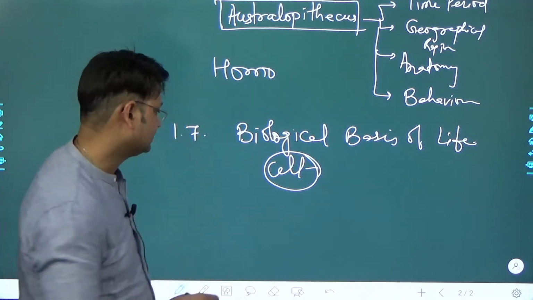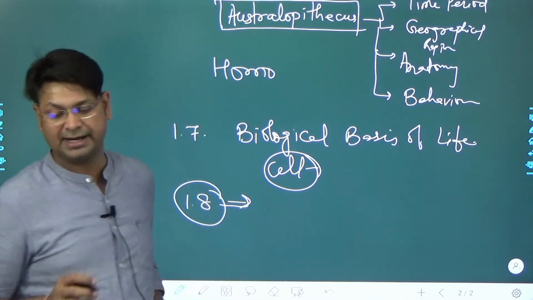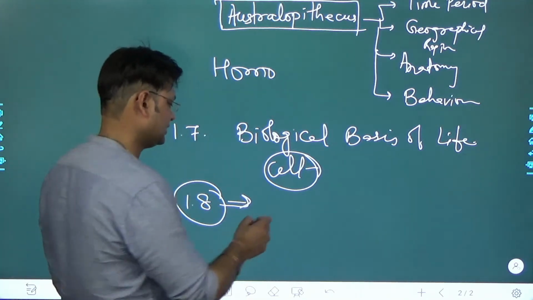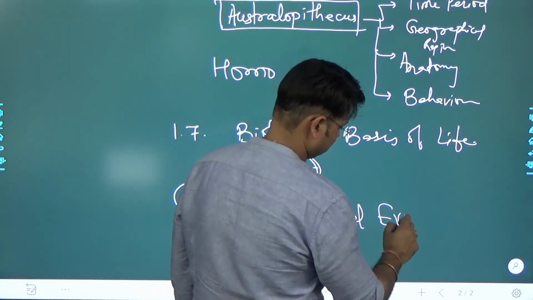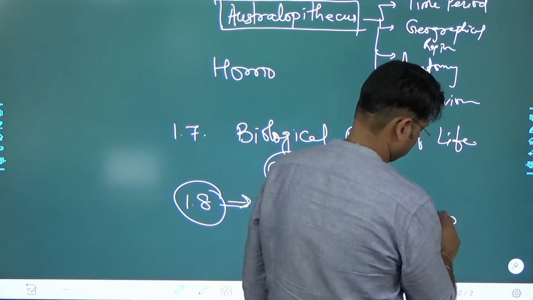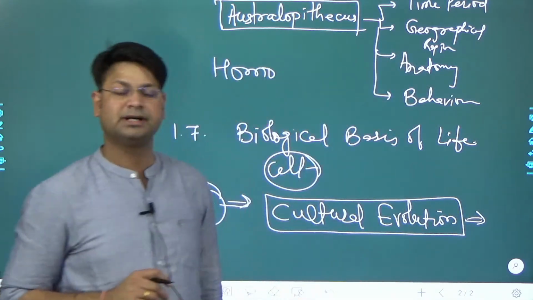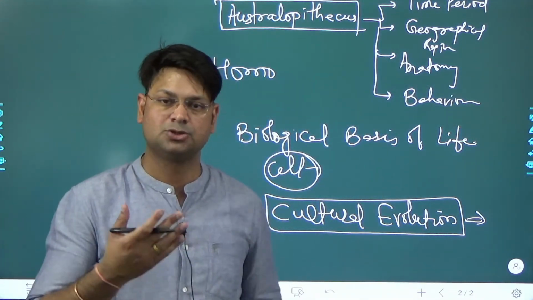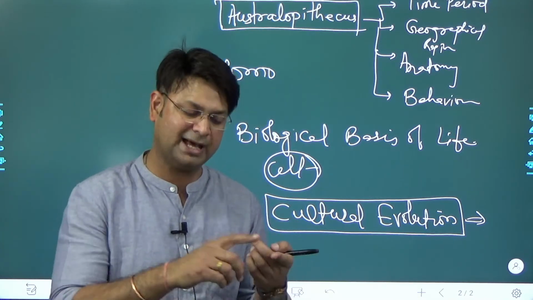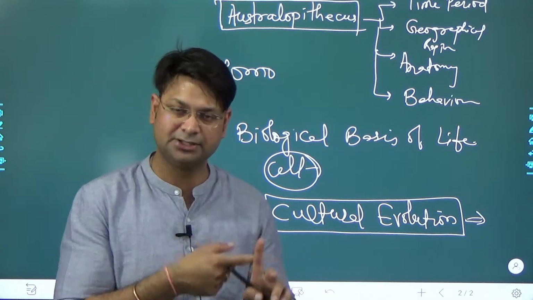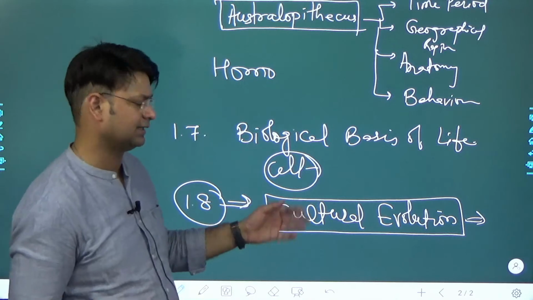And finally unit 1.8 is archaeology. Here we try to understand the cultural evolution of mankind. So various stages of evolution like Paleolithic, Mesolithic, Neolithic, Chalcolithic, Iron Age, etc. will be covered here.